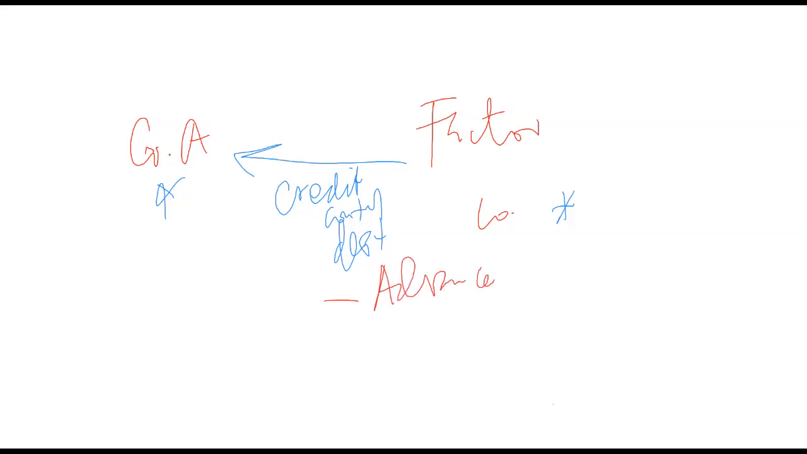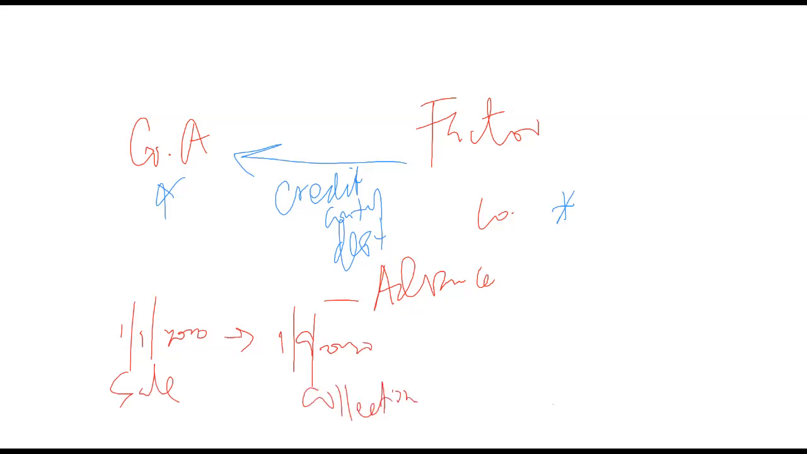In advancing, what happens is that if, for example, the company makes a sale worth 10 million on 1st of June, 2020, due on 1st of September, 2020, this is the date of sale and this is the date of collection. If the company and the factor had entered an arrangement where the factor can advance money, then once the sale is made on 1st of June, the factor is going to advance money immediately. So this is going to be cash to the company on 1st of June.